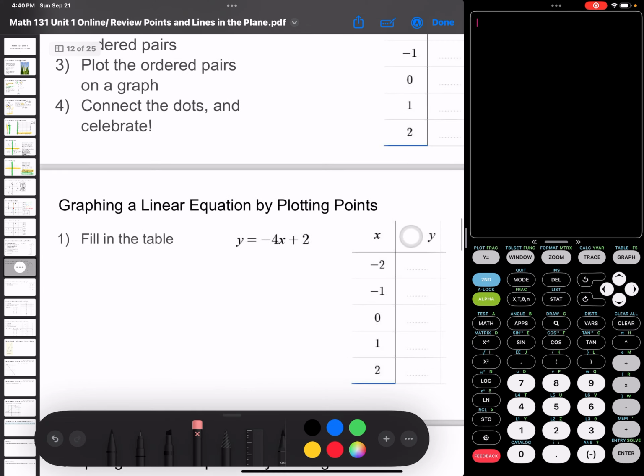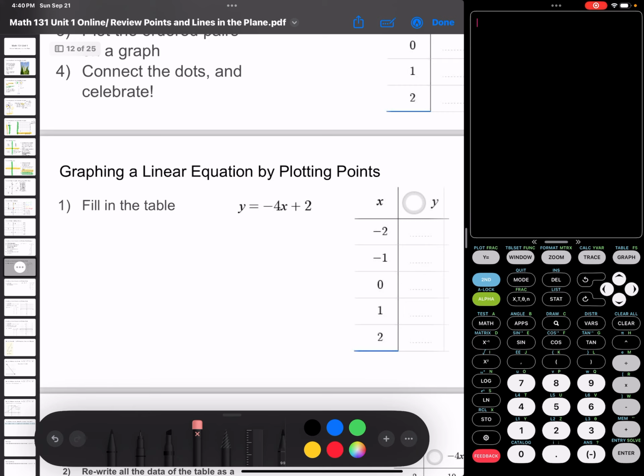So here's what it means to fill in the table. I'm going to show you how to do it by hand, and I'm also going to show you how to do it on a TI-84 graphing calculator. So if I say x is -2, we want to find the y value that goes with it. So what we'll do is we'll plug in -2 everywhere we see x.